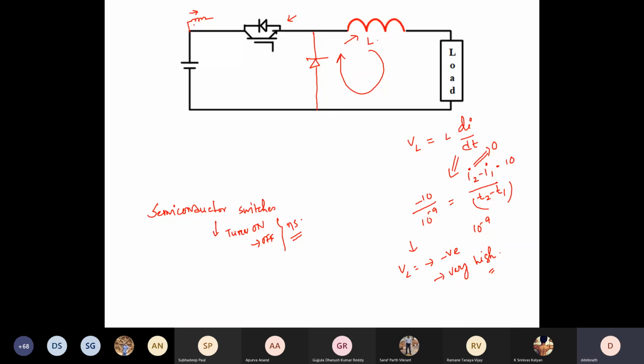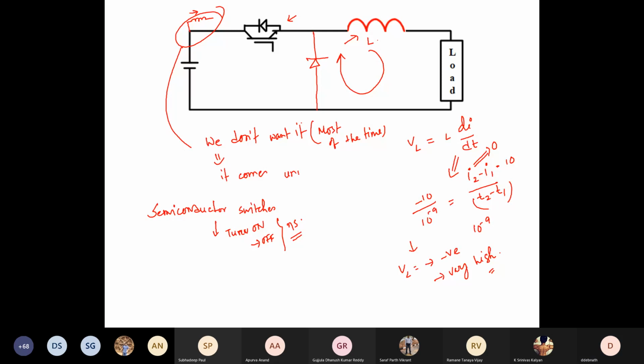Now you will tell that, sir, I want to connect a battery. I don't want to put an inductor. Fine, that is what we do. We don't put this inductor deliberately. We don't, in most of the cases, for a buck converter. Some other converters we put deliberately. We don't want it most of the time. So it comes unintentionally, right? And we call it parasitic inductance.